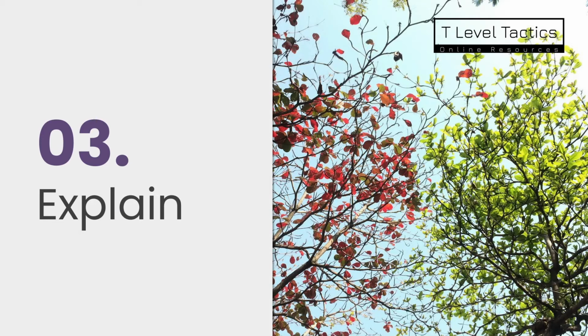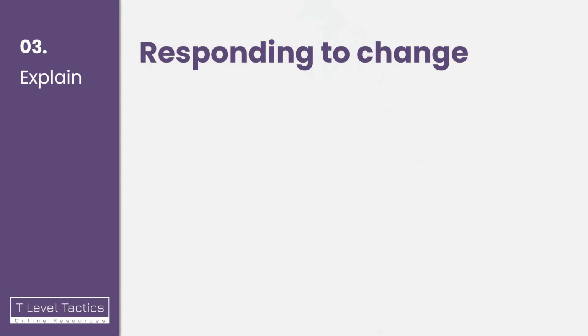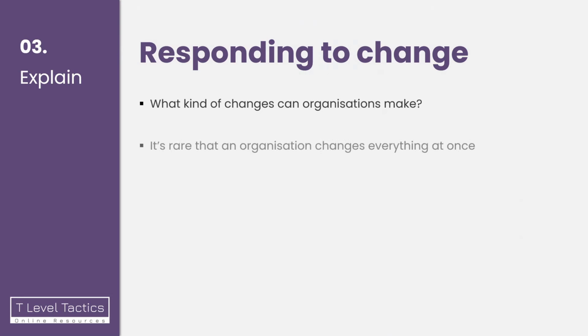So how do we respond to change? What kind of changes can an organization make to respond to some of these factors? It's going to be rare that an organization changes everything at once. It's usually gradual and piece by piece, looking at certain processes, making changes, making sure they're right before looking at another area of the organization.